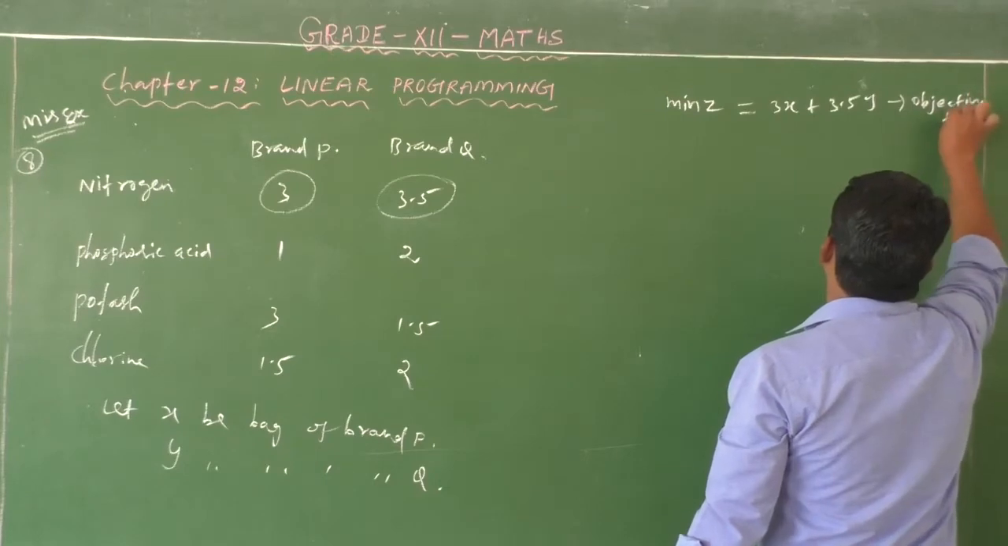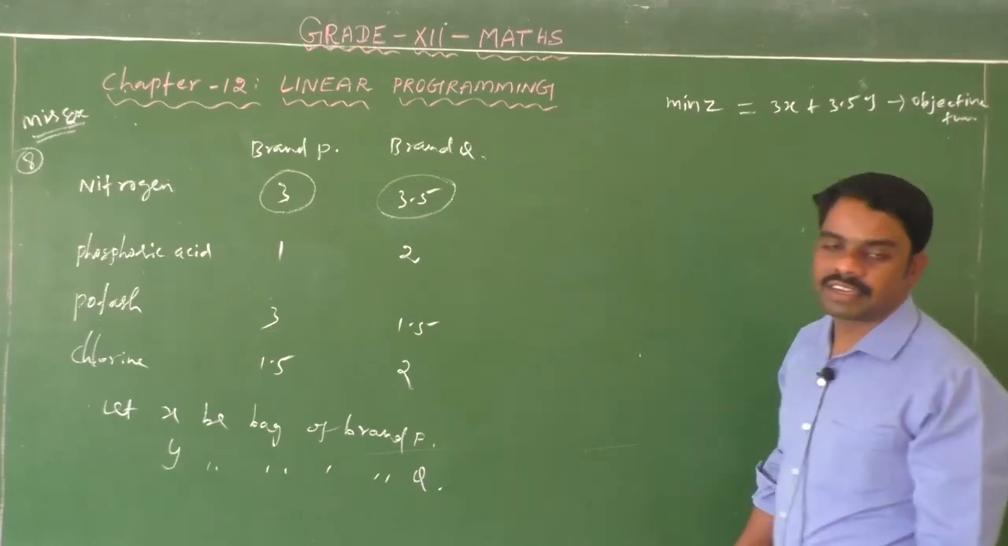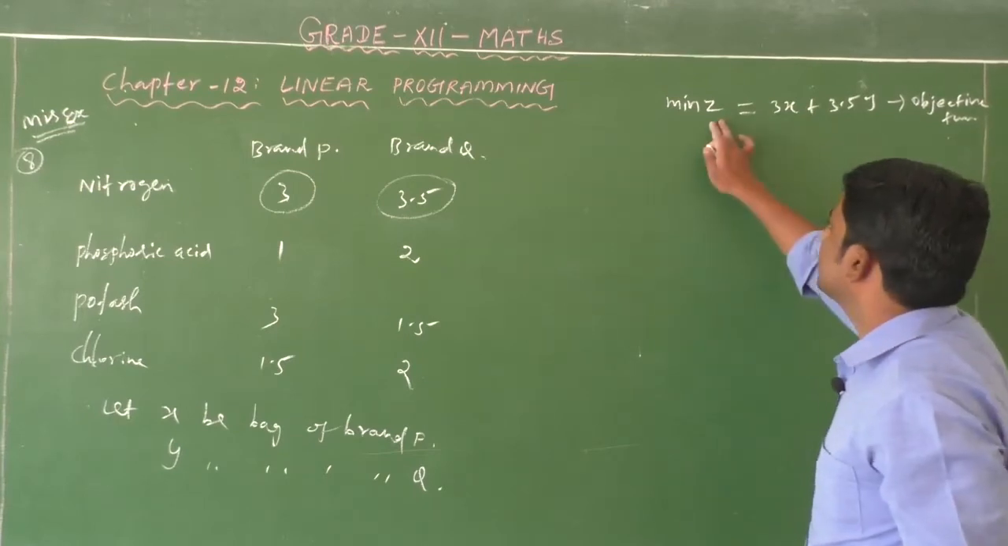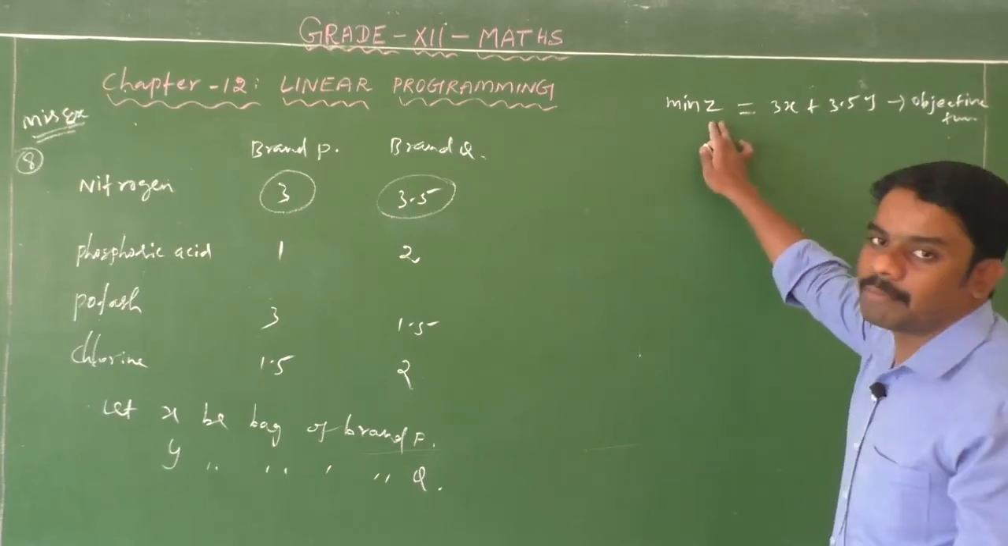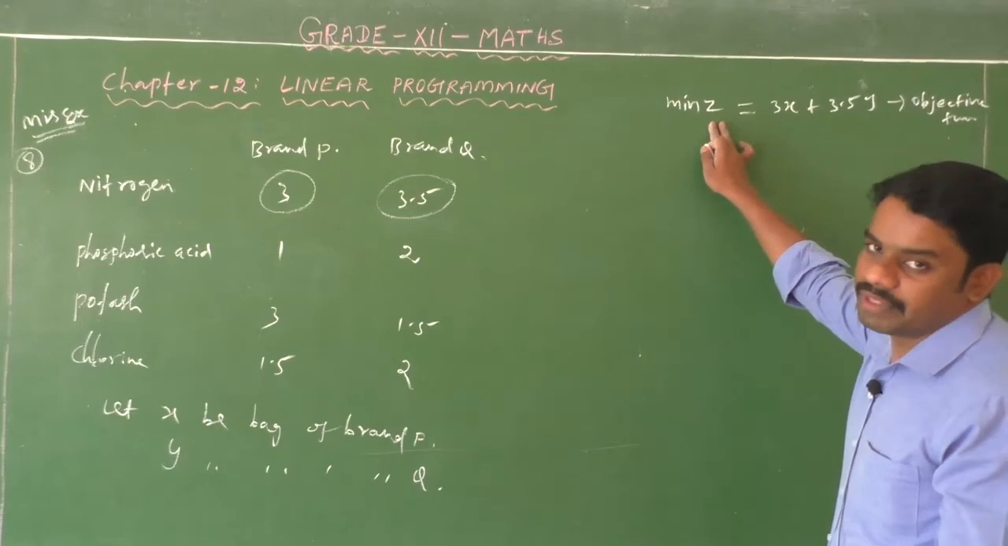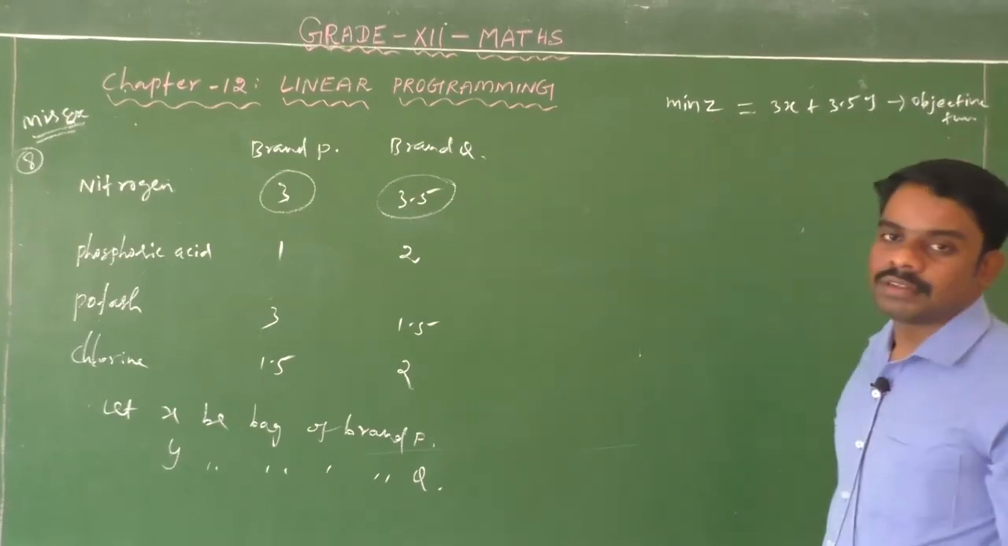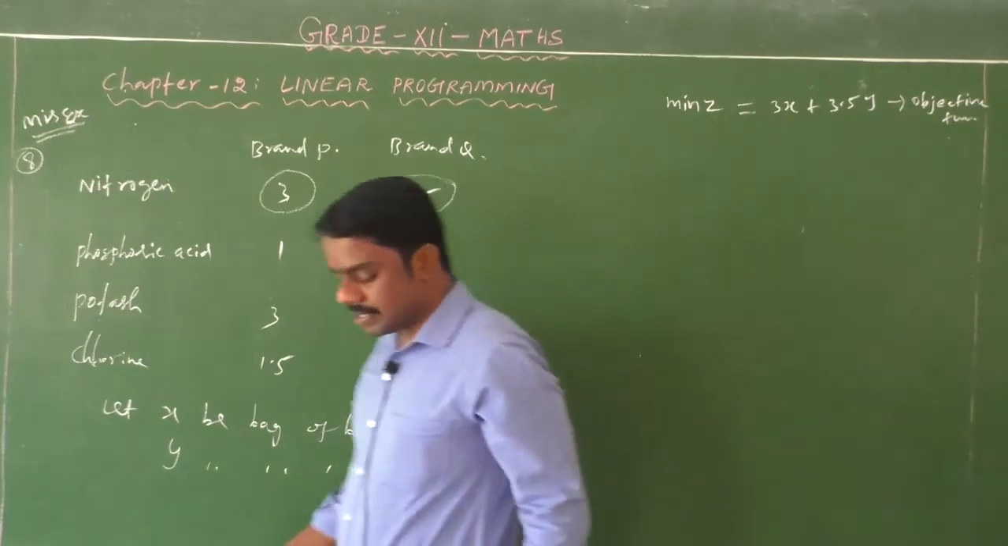Listen students, objective function, we need the minimum amount of nitrogen added to the ground. So it is the minimum of Z, where Z is the amount of nitrogen. So minimum of Z equals 3x plus 3.5y.